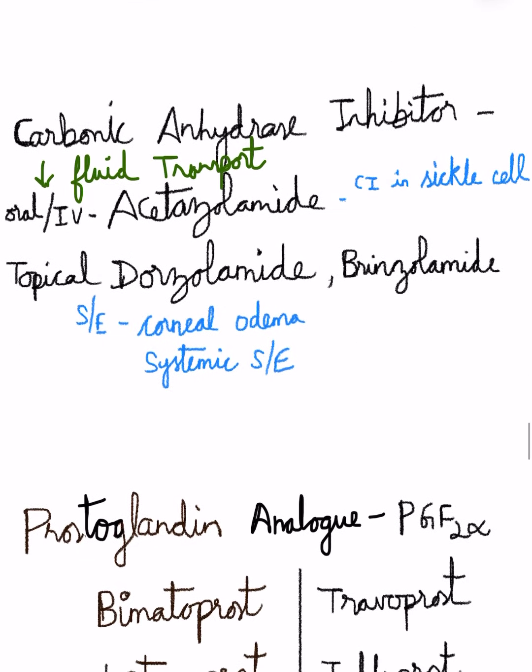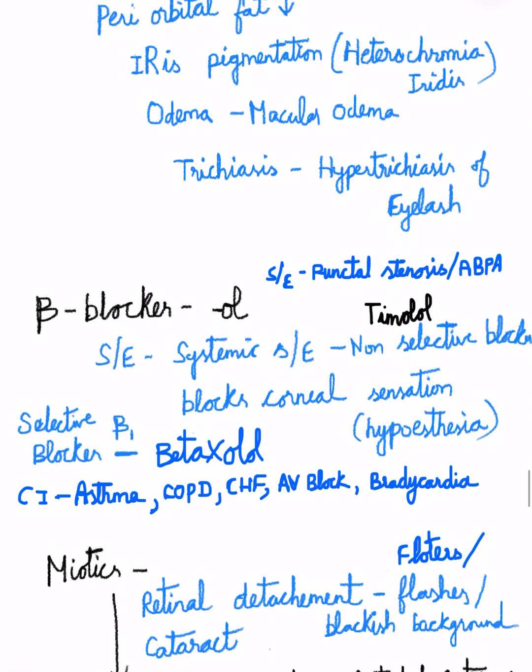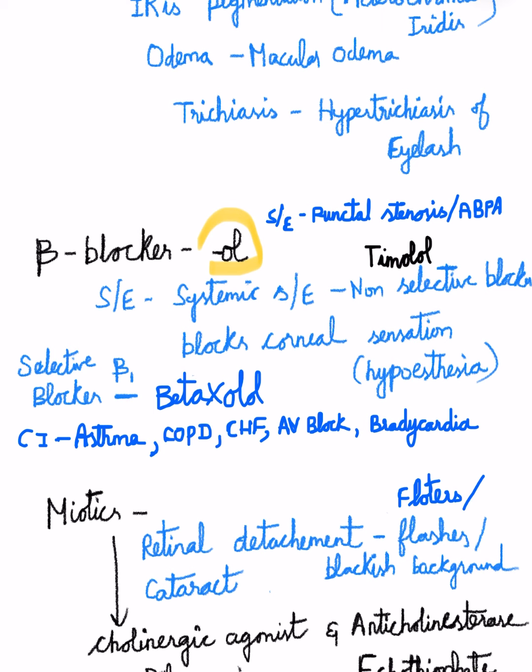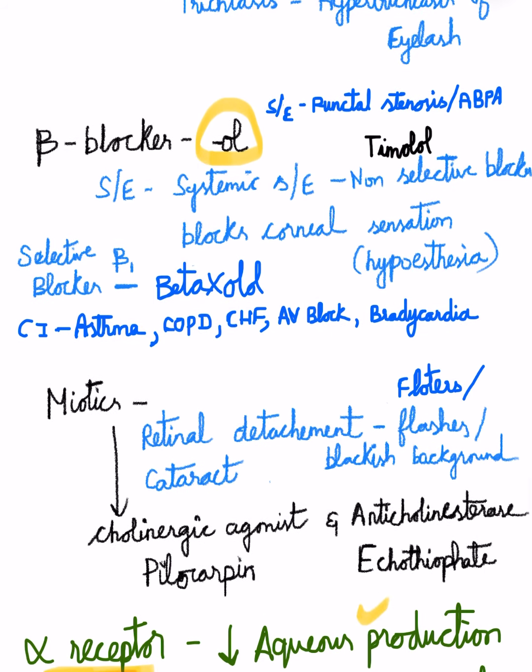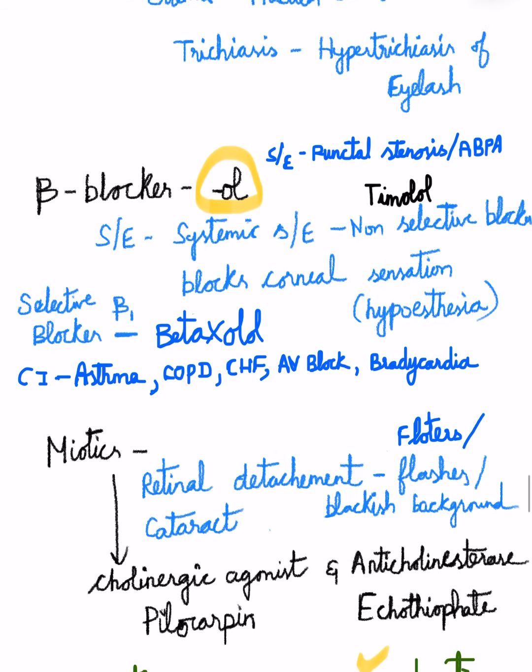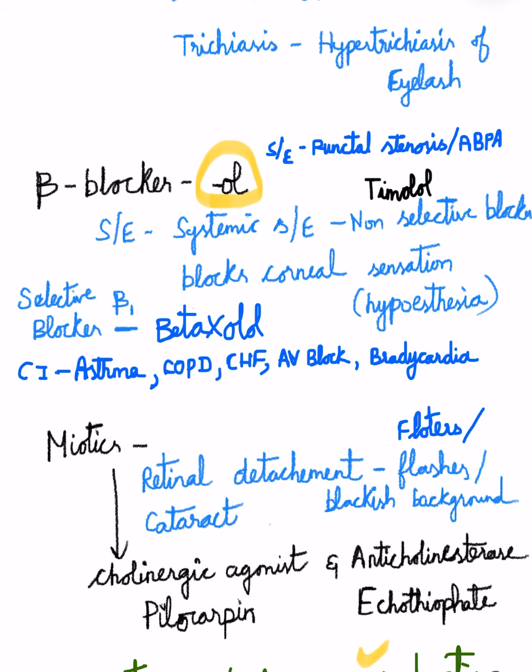And moving on to the beta blockers. The beta blockers end with the letters OL. These help in decreasing the aqueous production, but they have some side effects. When we use the non-selective beta blockers, for example timolol, it causes systemic side effects and it also blocks corneal sensation. These are the side effects concerned with the beta blockers, and it also causes punctal stenosis.